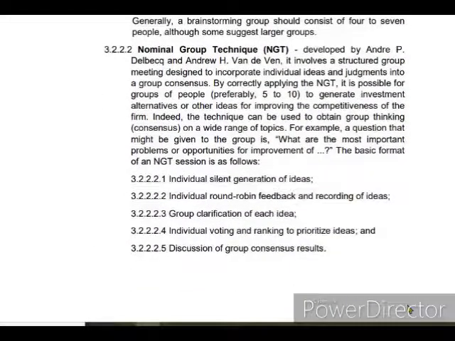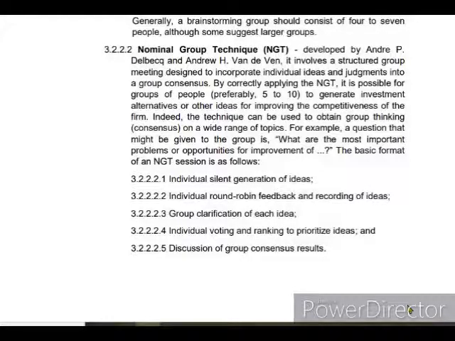So next, nominal group technique, NGT. So what is this? This is developed by Andre P. Delbecq and Andrew H. Van de Ven. It involves a structured group. So it is a structured group, meaning it is not randomly selected, but it is formed purposely. Okay, so a meeting designed to incorporate individual ideas and judgments into a group consensus. Okay, so maybe a team is composed of different professionals majoring in different fields.